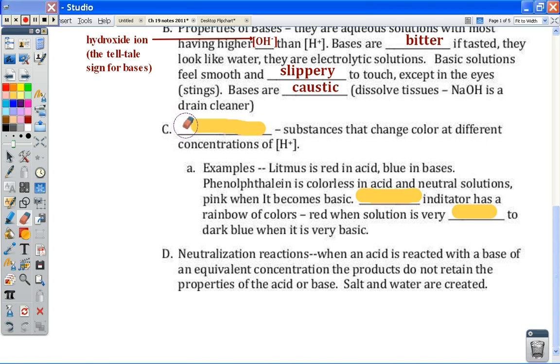One of the ways that we can tell the difference between an acid and base is we use an indicator. An indicator is a substance that changes color at different concentrations of hydrogen. So, for example, litmus is red in acid and blue in bases. I have a mnemonic here, and I'm going to try and draw it, and it's kind of hard to do.